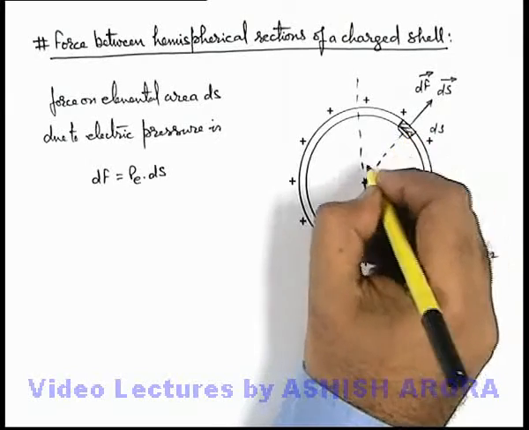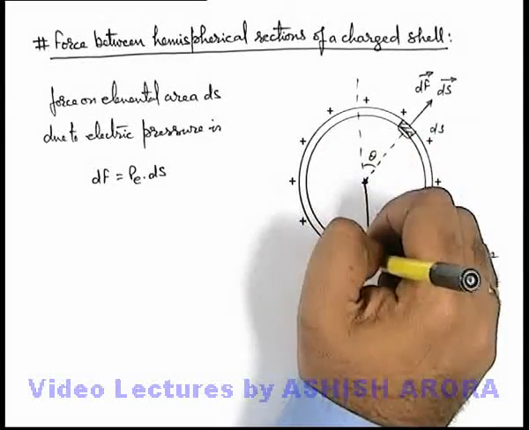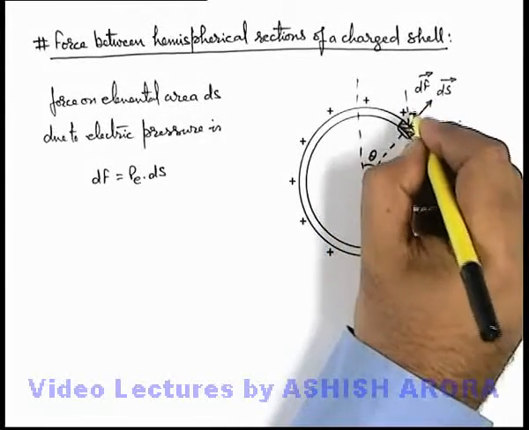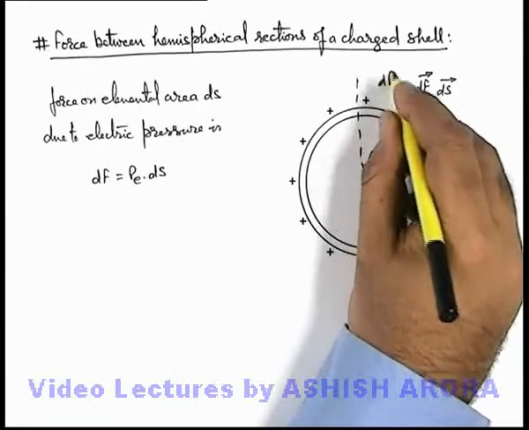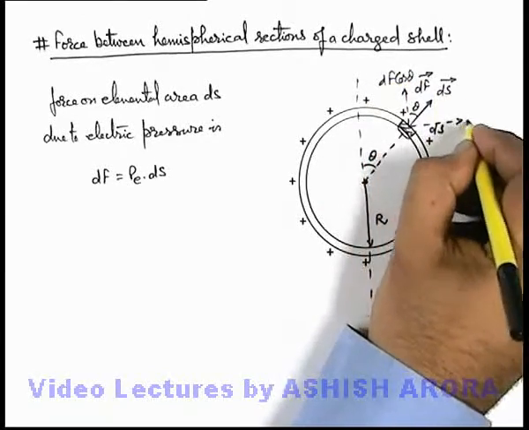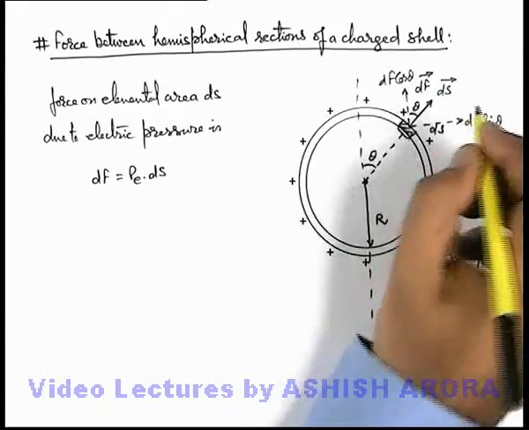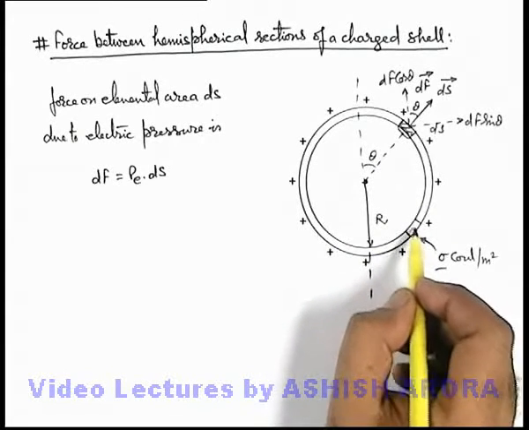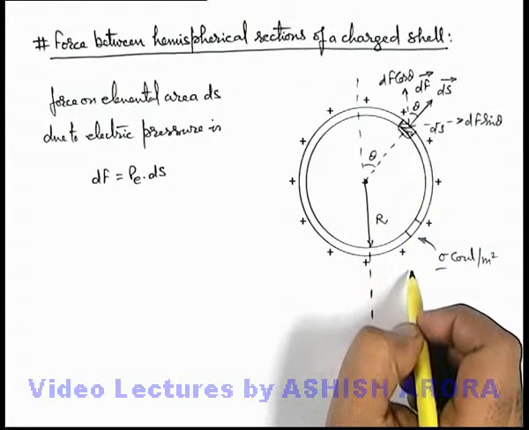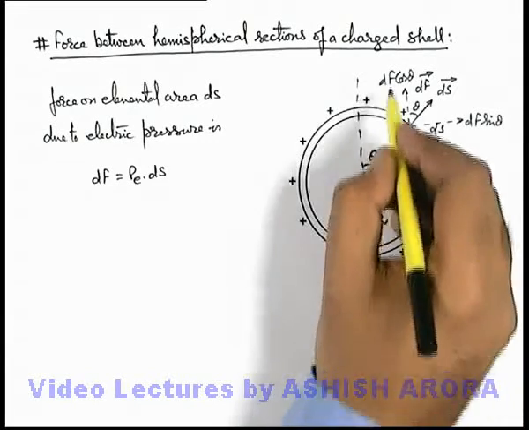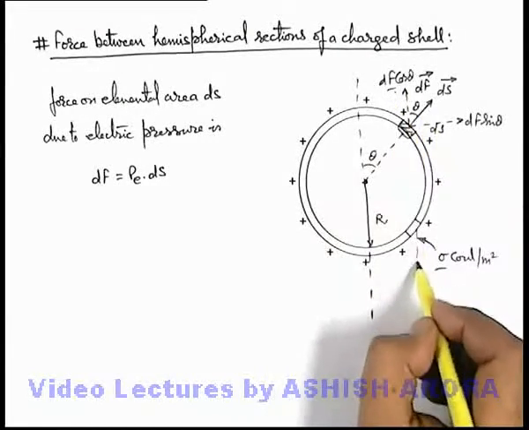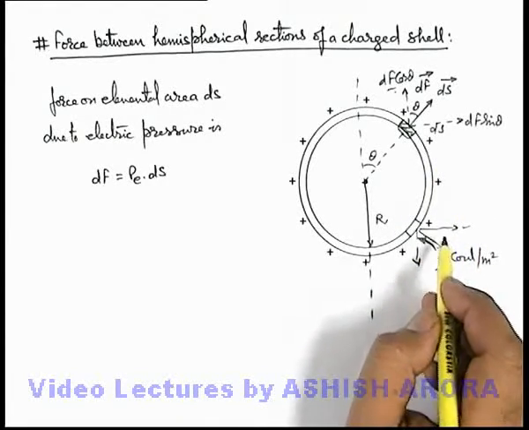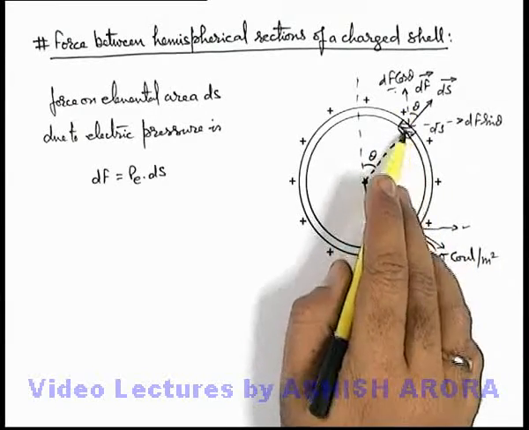this section ds is located at an angle theta from the base of this hemisphere, then we can also resolve this force into two perpendicular components. One will be df cos theta and the other will be df sin theta. And here you can see, corresponding to this element, if we consider another element here, then the component of force in perpendicular direction will be the same as df cos theta, and df cos theta will cancel out and all df sin theta will be added up, corresponding to every force acting on each element.